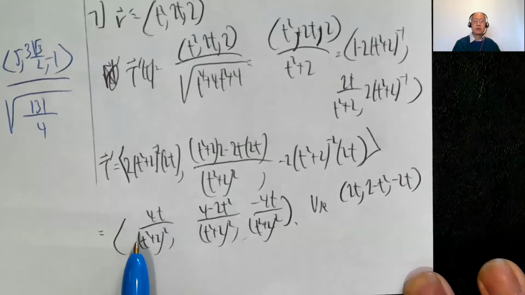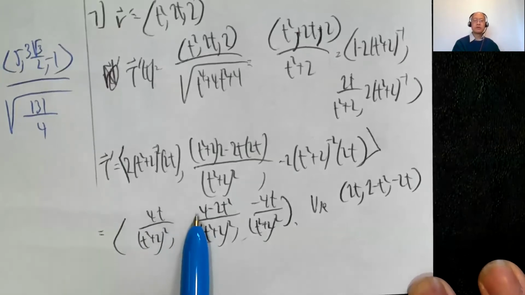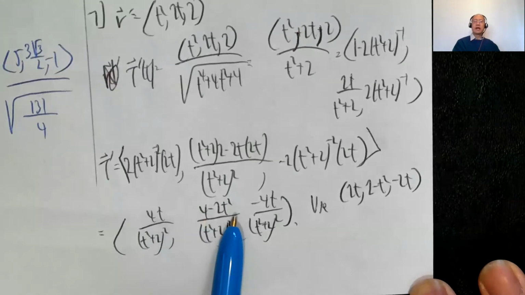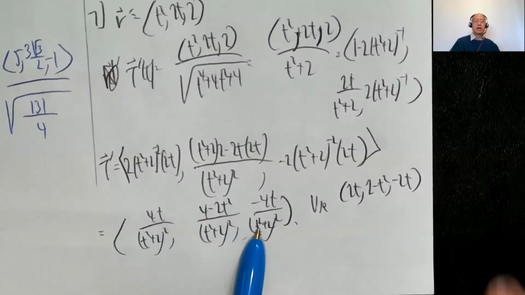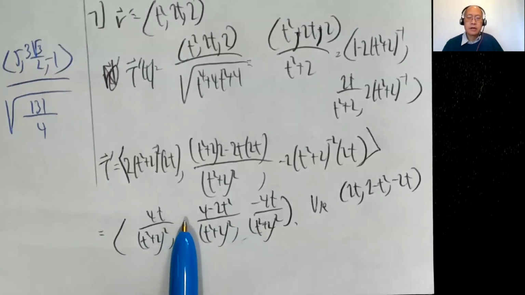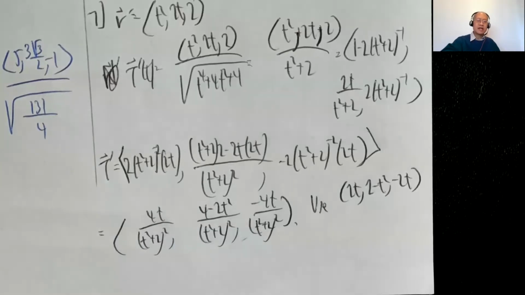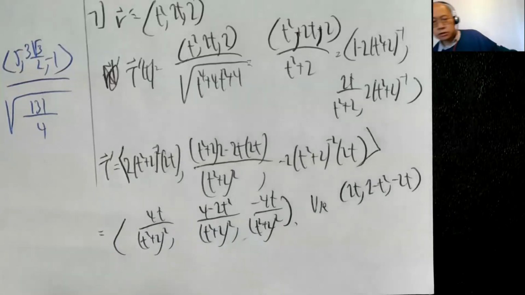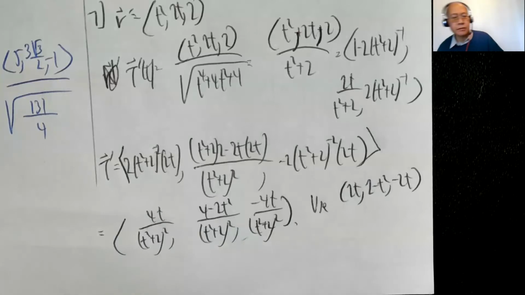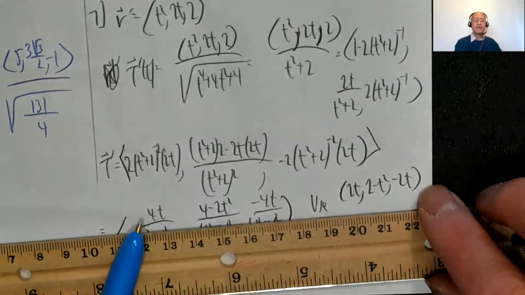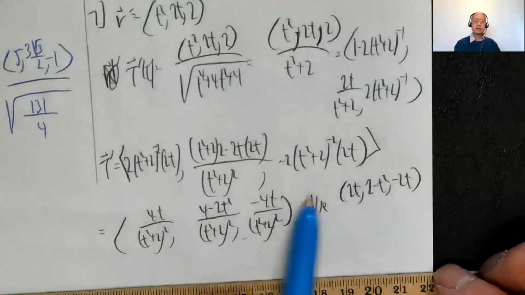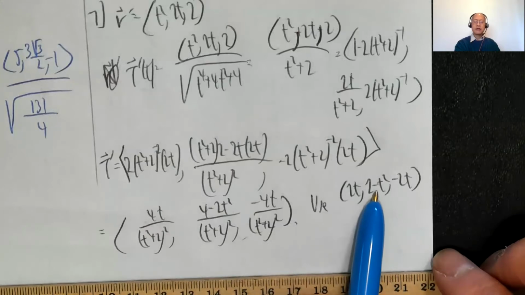Okay, so I have, let's see, 4t over t squared plus 2 squared, 4 minus 2t squared over t squared plus 2 squared, and negative 4t over t squared plus 2 squared. Now, to find a unit vector, I can multiply by any scalar multiple and get an equivalent unit vector. So it's a lot easier to just get rid of all this. Just throw out all the denominators and factor out the 2. So I'm going to use 2t, 2 minus t squared, negative 2t.